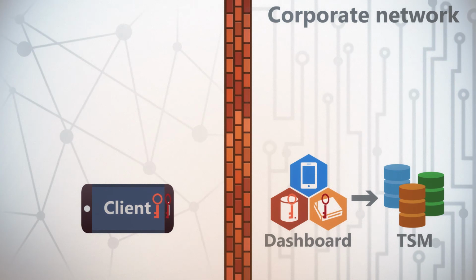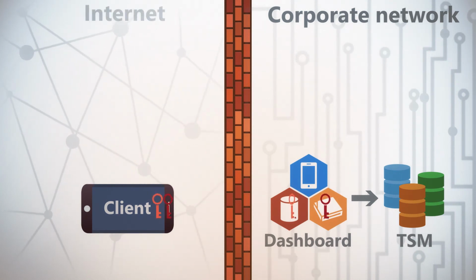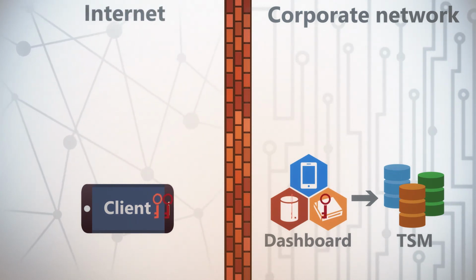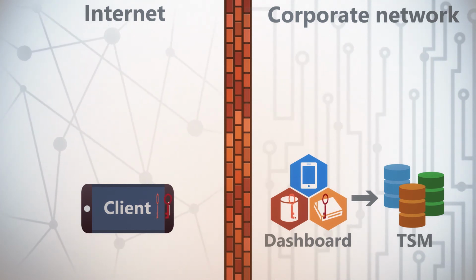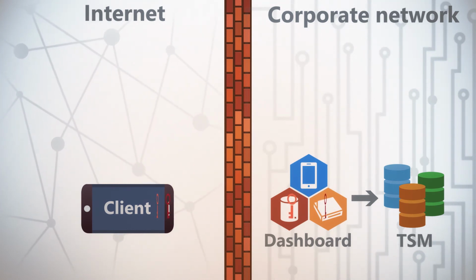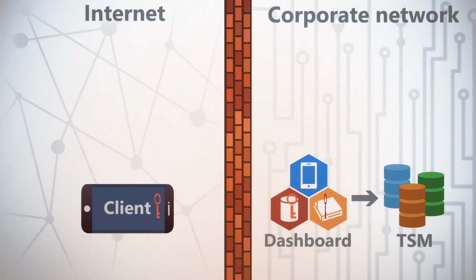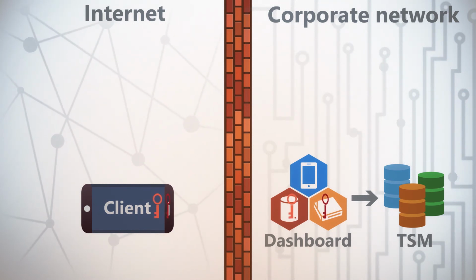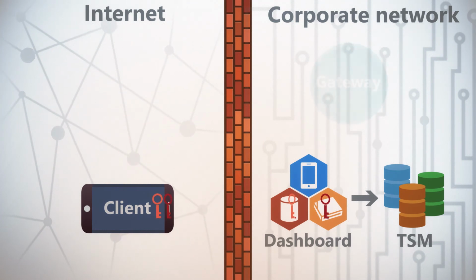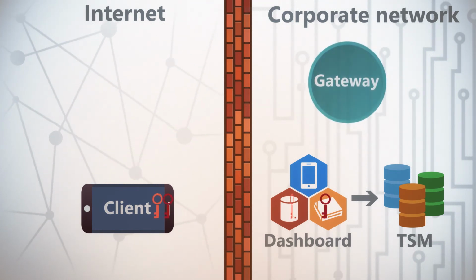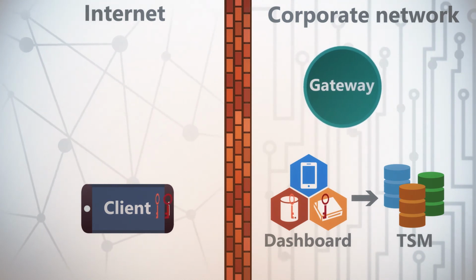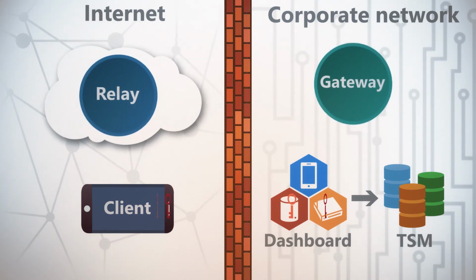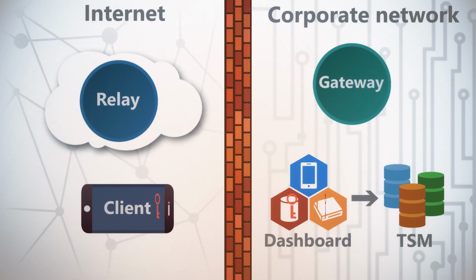When a direct or VPN connection cannot be established but web browsing functions properly from a corporate network, communication between the client and the dashboard server can also be maintained by allocating further components of the TSM dashboard system to the task at hand. In this case, the gateway is installed inside the corporate network, while the relay is placed outside of it on the internet.